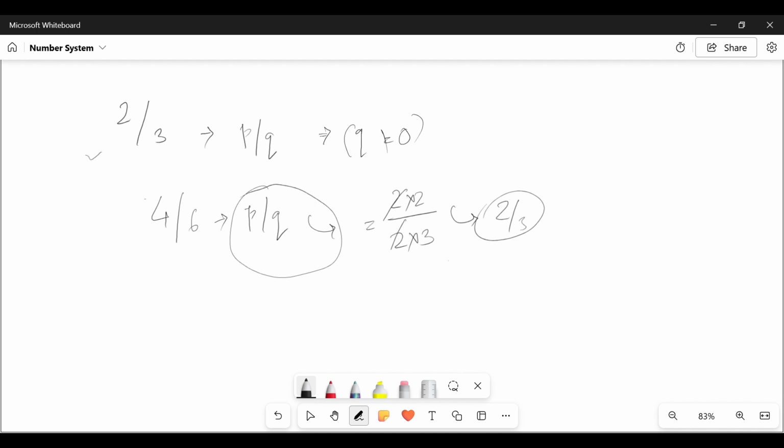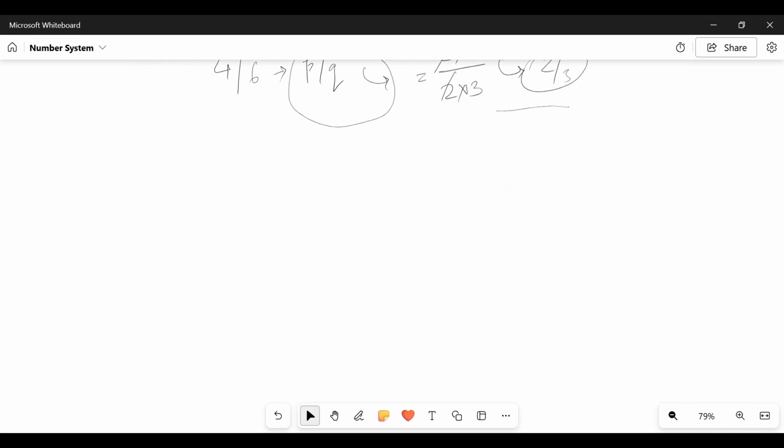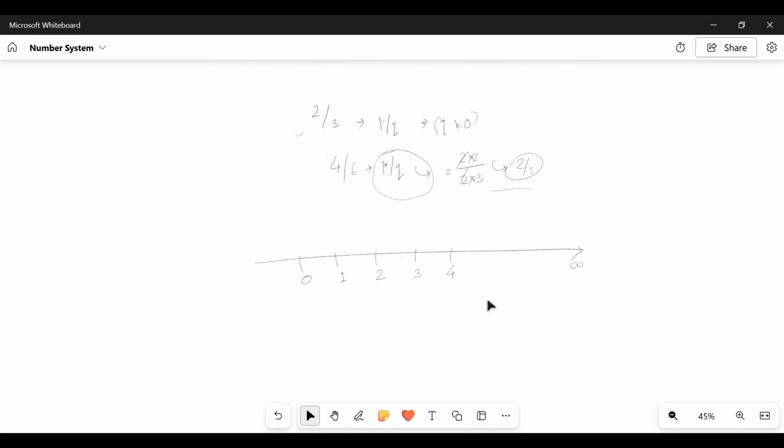Now, how do we depict this on a number line? Let's try and see if we can do that also. For instance, we just saw we could draw a number line from 0 to infinity on the right side, and if we want to portray the number p by q, 2 by 3, on the number line, we need to understand that the number 2 by 3 is obviously somewhere between 0 and 1, because when we divide 2 by 3, the number is less than 1. So let's do one thing.